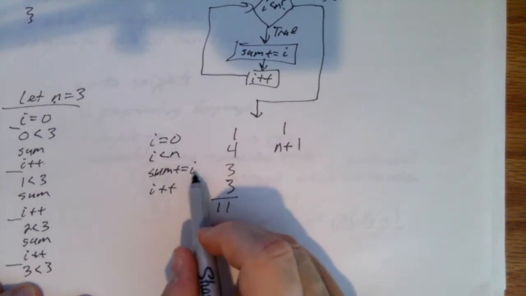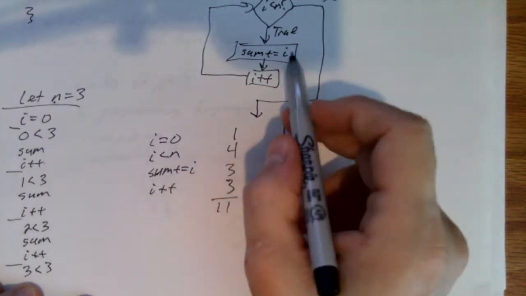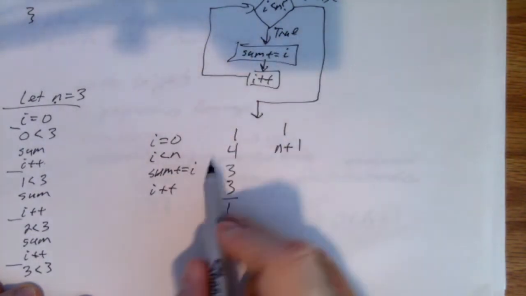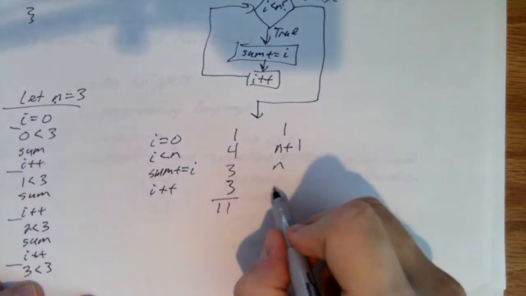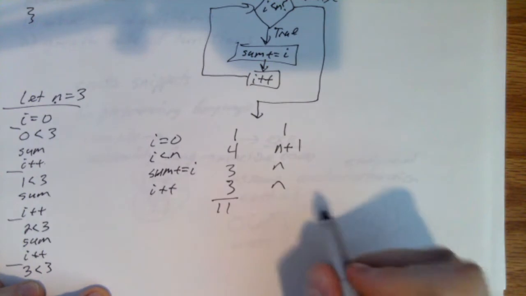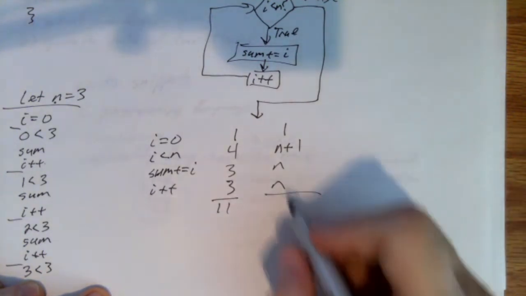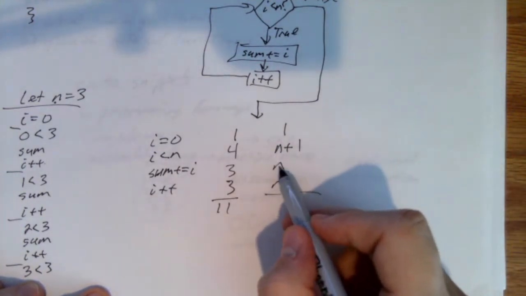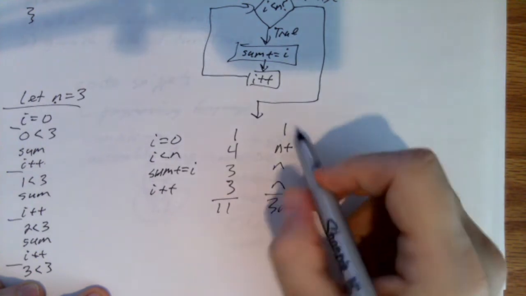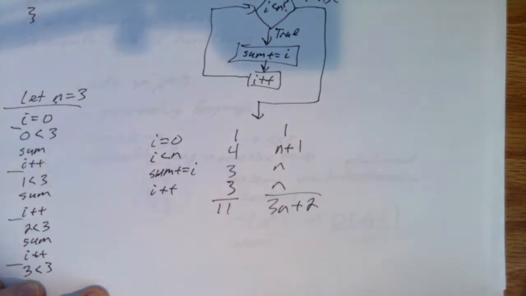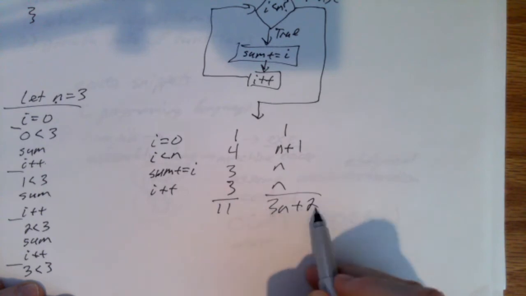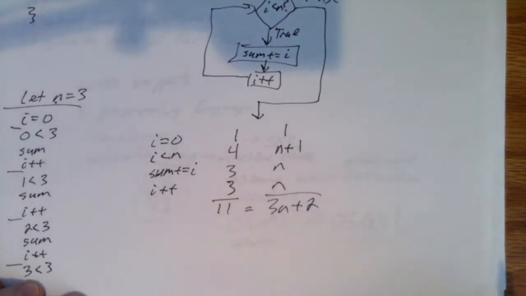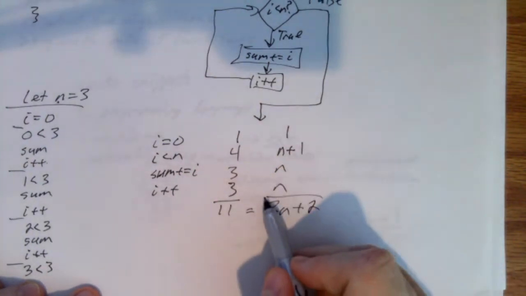What about sum plus equal i? Well, the loop runs n times, so this executes n times. And likewise, i plus plus happens n times. So now we have a cost of what do we have here? 1n, 2n's, 3n's, 3n plus 2 as a function of n. So when n was 3, we have 3 times 3 is 9 plus 2 is equal to 11. So that is our cost here in terms of n.